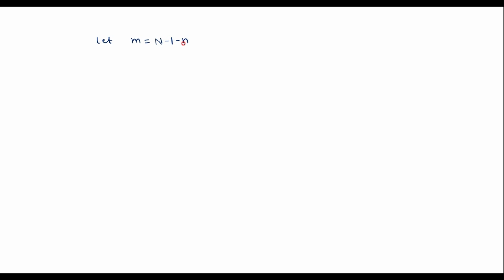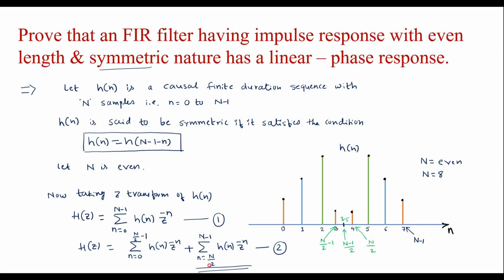so here I can say, therefore I can write n is equal to N minus 1 minus m. So here we can see that if I try to replace variable n by m, then we should take care of the limits also. Here n varies from N by 2 to N minus 1. So here n is equal to N by 2.